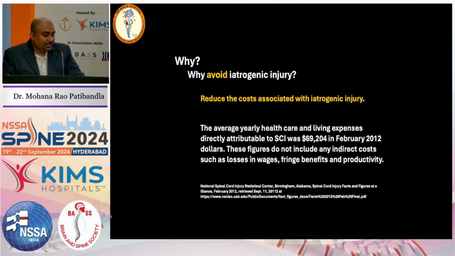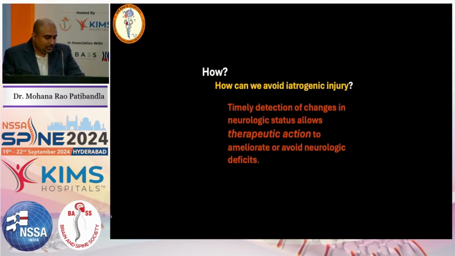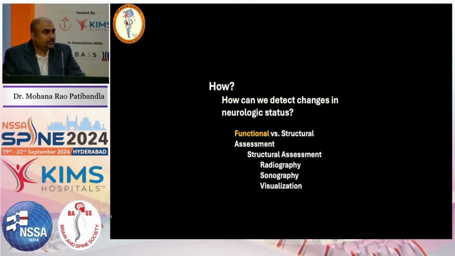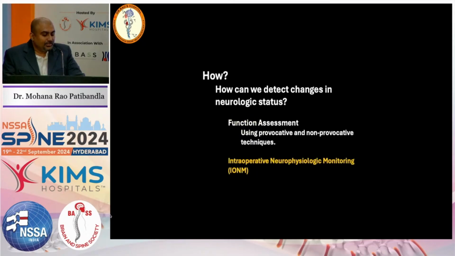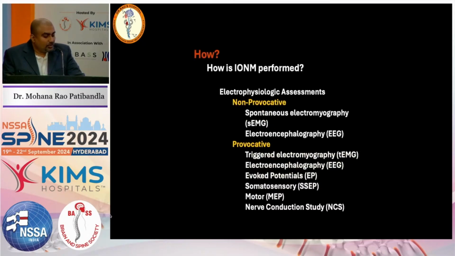So why do I avoid iatrogenic injury? Just to reduce the cost first, and to improve the quality of life. How can we avoid it? Through timely detection of the changes, so that even before we damage, if we identify that, it will be good. As I said, my two previous speakers told about the anatomical way, but here I am showing the functional way. The functional assessment is through intraoperative neuromonitoring.